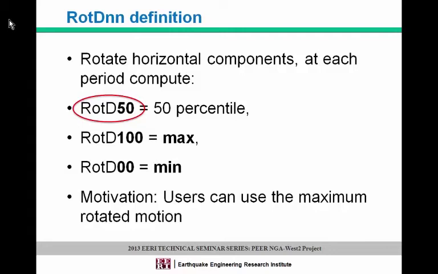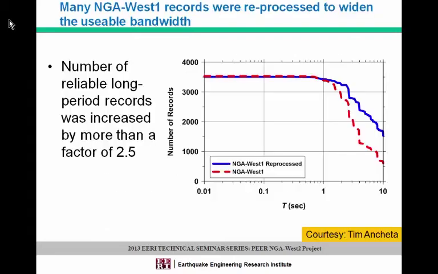So we thought that in NGA-West2, at least we go with RotD50, which is in the same family. Now, at least they're all in the same family. RotD100 is what the building code community is using. RotD50 is what the ground motion community is using.